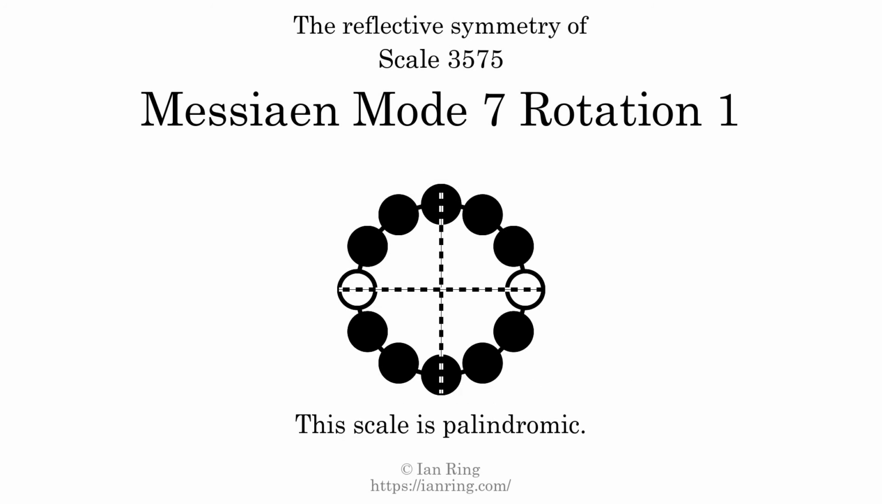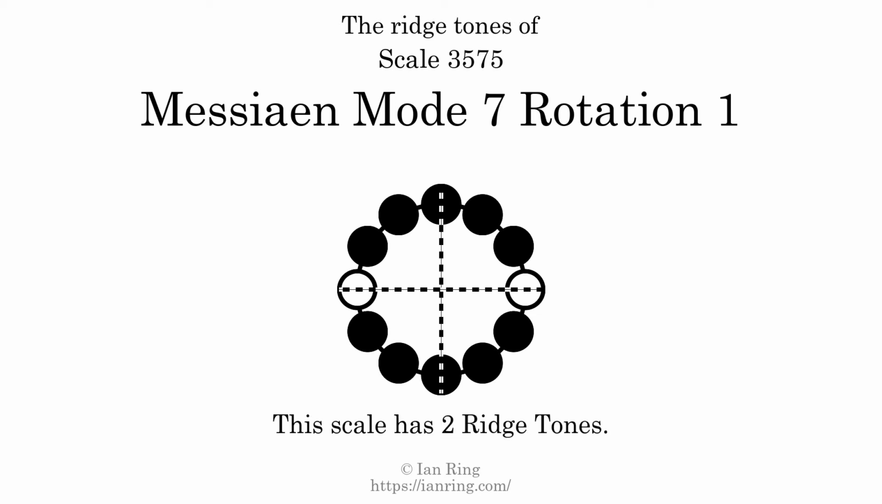This scale has reflective symmetry across two axes positioned at 0 semitones and 3 semitones above the root. This scale has the same pattern of intervals both ascending and descending, so we call it palindromic. This scale has two ridge tones. They are at positions here and here.